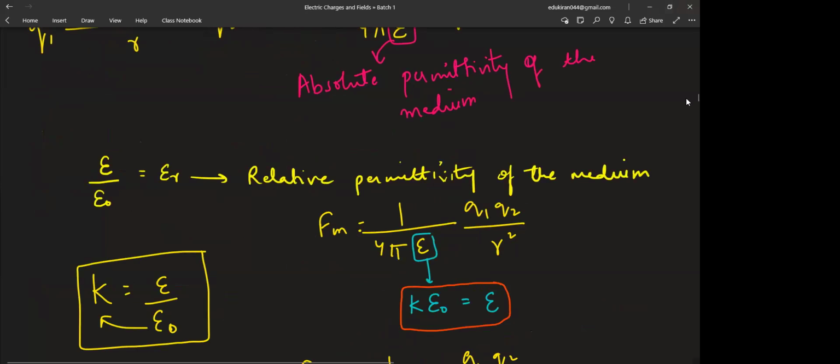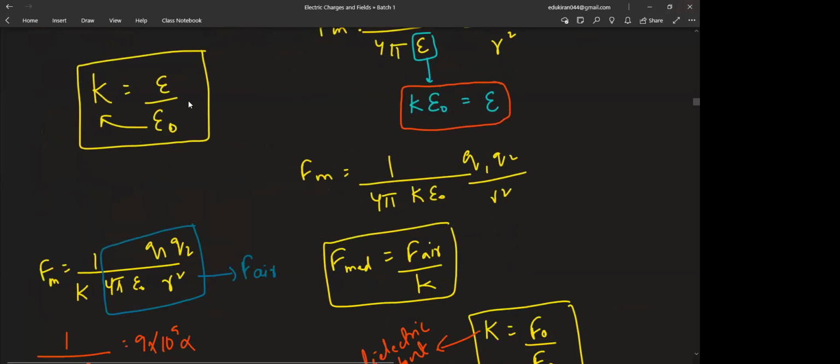Now, one more thing that I wanted to tell you, K is equal to epsilon by epsilon naught. That's why we substitute K epsilon naught is equal to epsilon. Now, when you have force in air, you just have F is equal to Q1 Q2 by 4 pi epsilon naught R square. Now, when we are talking about a different medium, we multiply K times epsilon naught. So when you bring this K out here, the rest of the term left is just the force in air. So the force in a medium will be force in air by K.